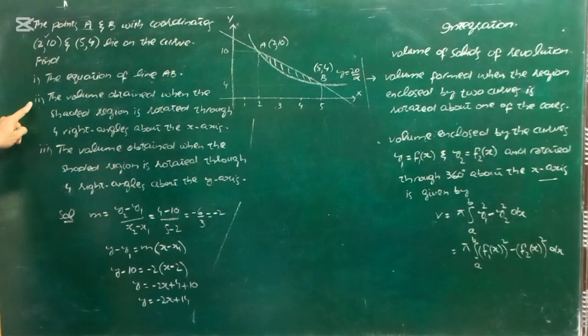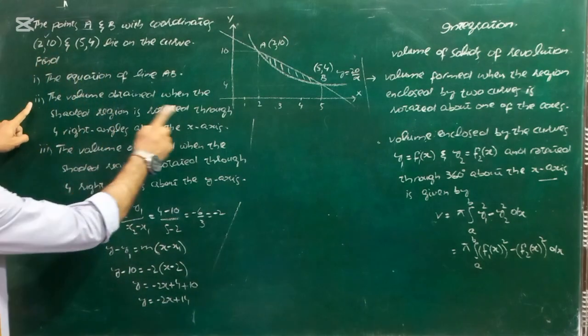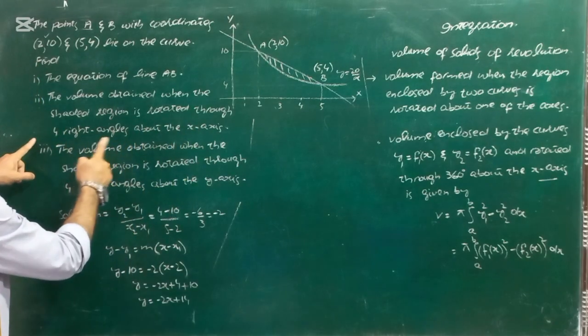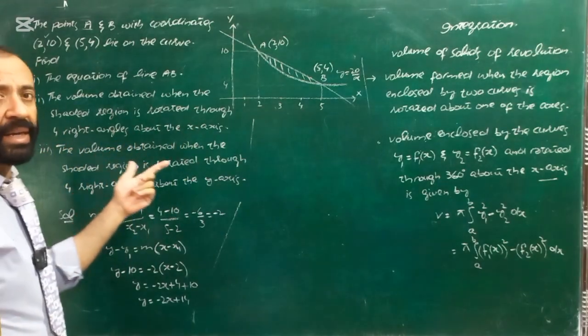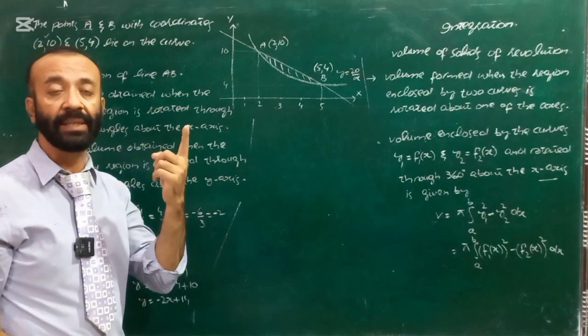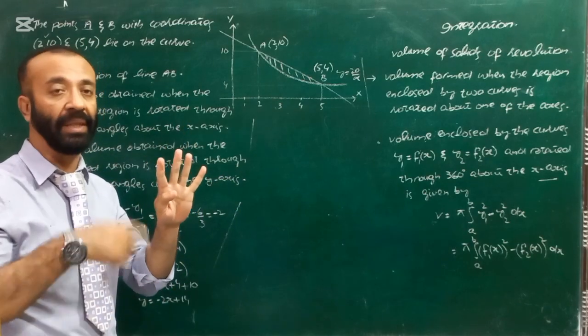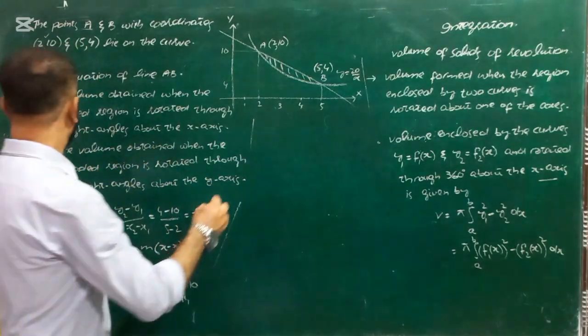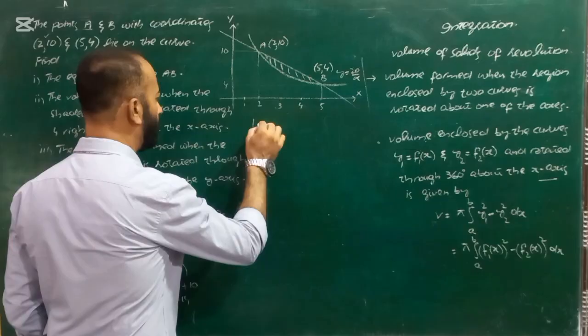Okay, in this second part, it is required that the volume obtained when the shaded region is rotated through 4 right angles. So 4 right angles are actually equal to 360 degrees, because one right angle is 90 degrees. So 4 right angles will be 360 degrees, about the x-axis.